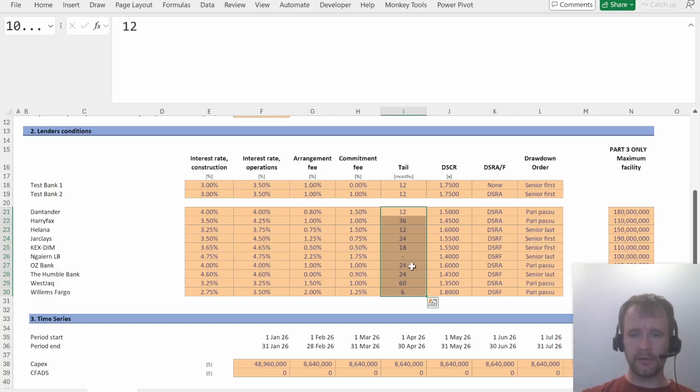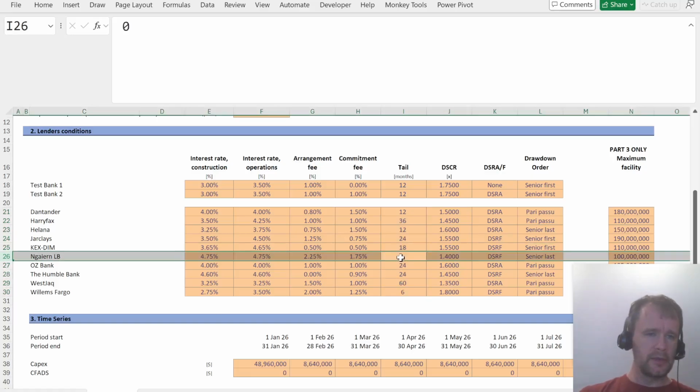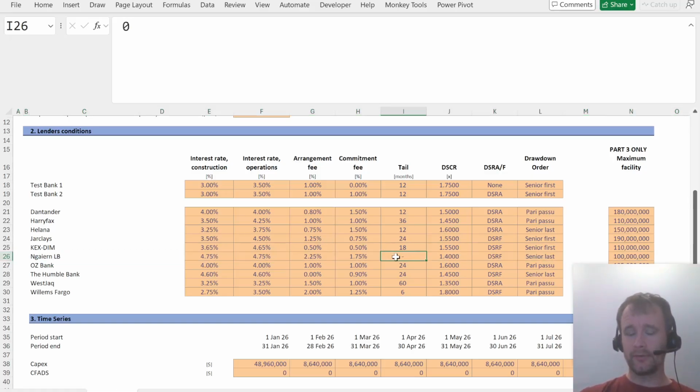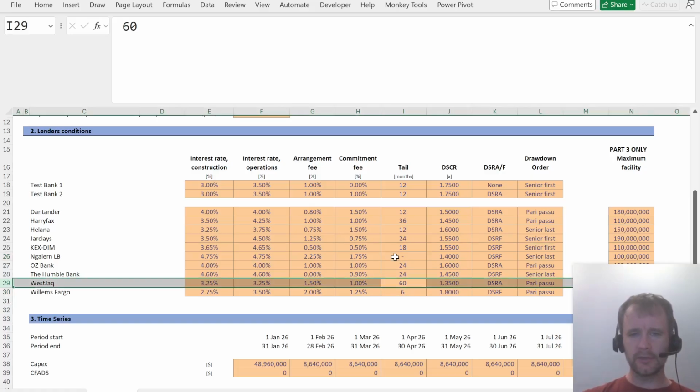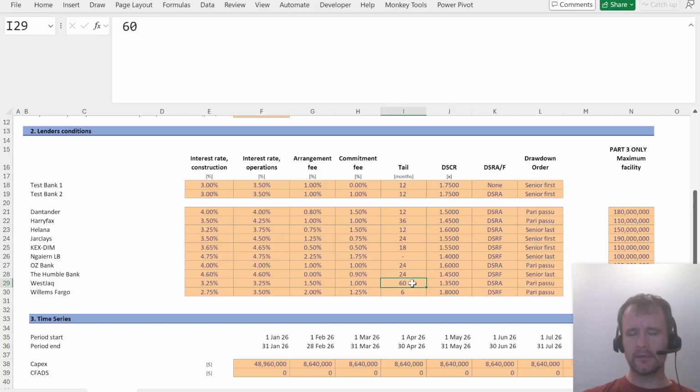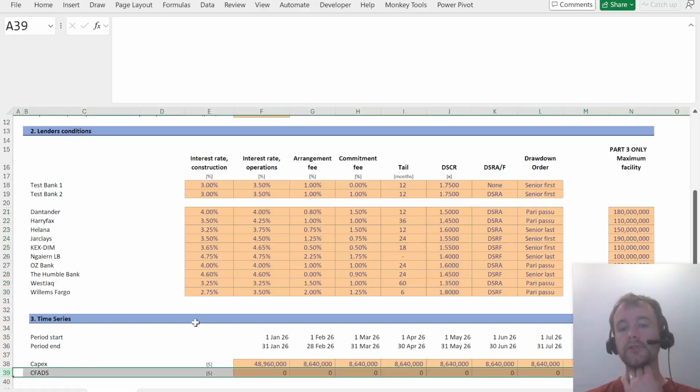So the most generous, Nairn LB, will allow you to keep repaying the debt right up until the end of operations. The strictest, West Jack, requires it to be paid off 5 years before operations finish. Then we've got a debt service coverage ratio. So basically, how much of this cash flow available for debt service are you allowed to use to pay for debt service?